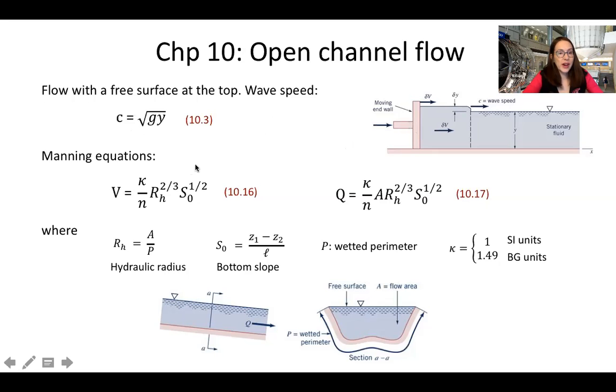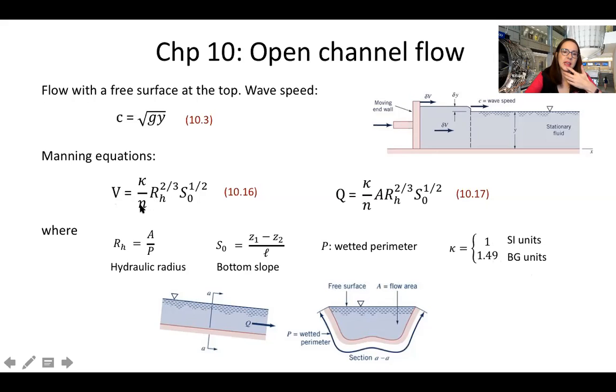So we derived for open channel flow the so-called Manning equations. So this equation here, 10.16 for velocity, this is for average velocity is what you're calculating here, and 10.17 for volumetric flow rate. And it depends on this constant kappa, which is kind of funny. If you go over here, kappa is just 1 if you're dealing with SI units, but if you're dealing with BG units, it's got a value of 1.49.